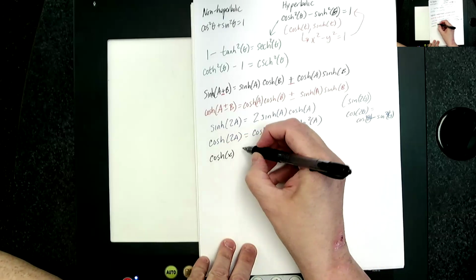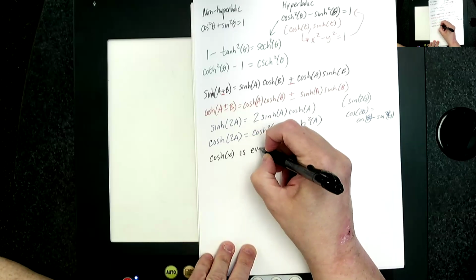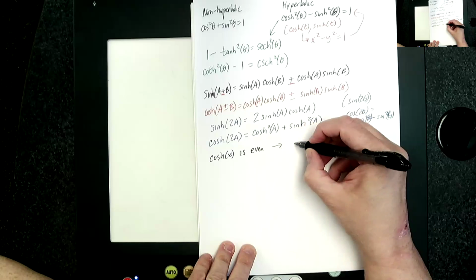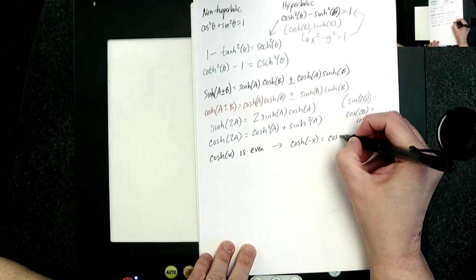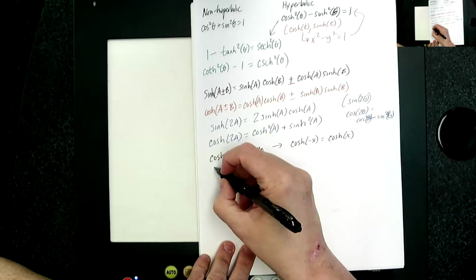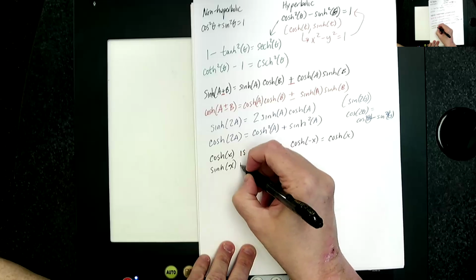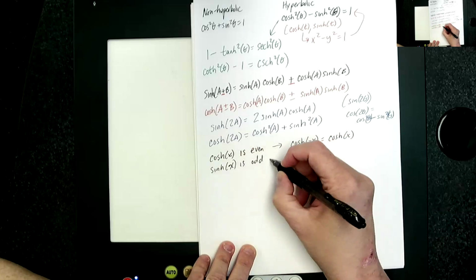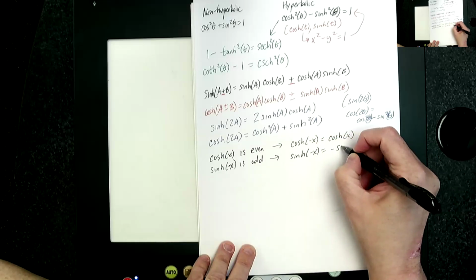Two more things before I let you get caught up. Cosh x is an even function, so that cosh of negative x equals cosh of x. And sinh of x is odd, so that sinh of negative x equals negative sinh x.